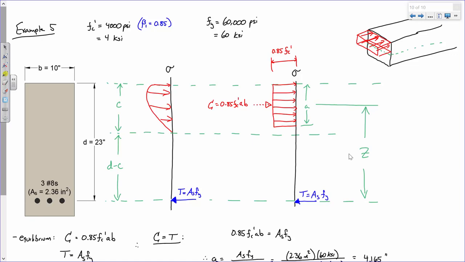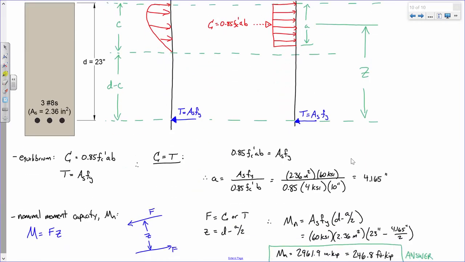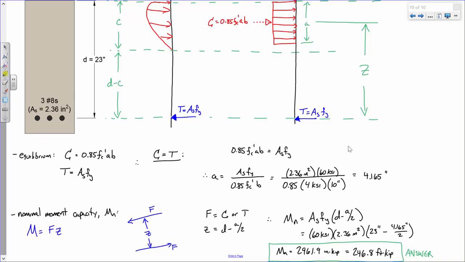Now remember, I told you this last time that because we're dealing with 4 ksi concrete, the beta 1 value is 0.85. We didn't use that at all last time. We're going to use it now because now we've got stuff to do with it. We have a nonlinear stress distribution that we approximate with this stress block, 0.85 f'c a b, tensile force is As fy. Equilibrium tells us that compression equals tension, so we set these terms equal to one another. The one that we don't know is a. So solve for a, and we got an a value of about 4.17 inches.